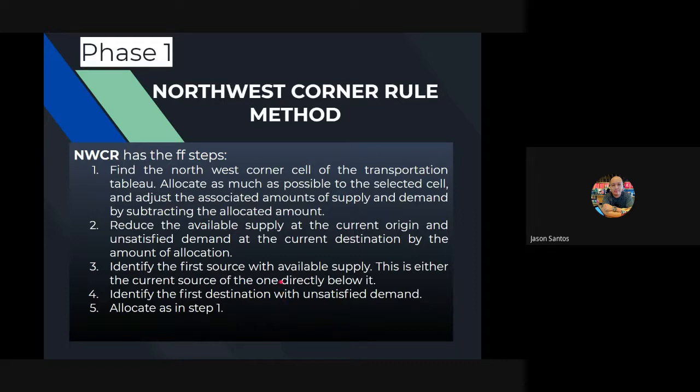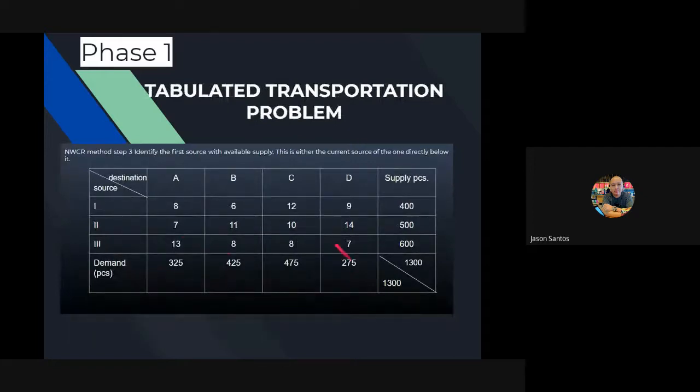So to further understand this, let us elaborate with an example. We have a tabulated transportation problem wherein we have sources or origins planning to deliver to several destinations such as A, B, C, and D. Outlined here are the totals for the supply and the demand. What we can make out of this is that this is a balanced example, because the total for supply and demand equals 1,300. So now let's start.